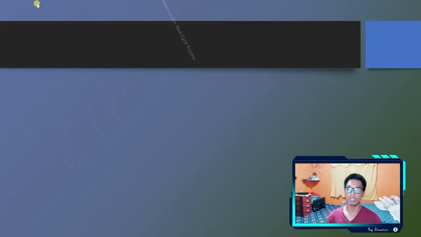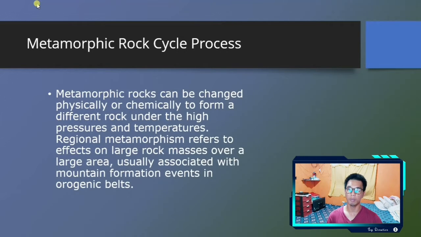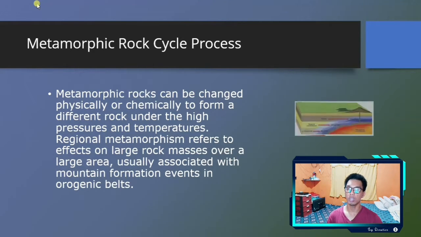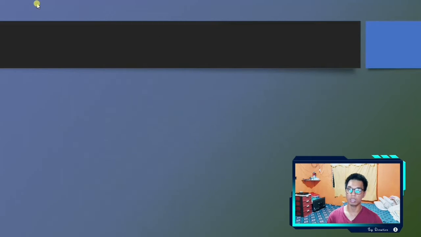Next, metamorphic rock cycle process. Metamorphic rock can change physically and chemically to form a different rock under high pressure and temperatures. Regional metamorphism refers to the effect on large rock masses over a large area, usually associated with mountain formation events and orogenic belts.